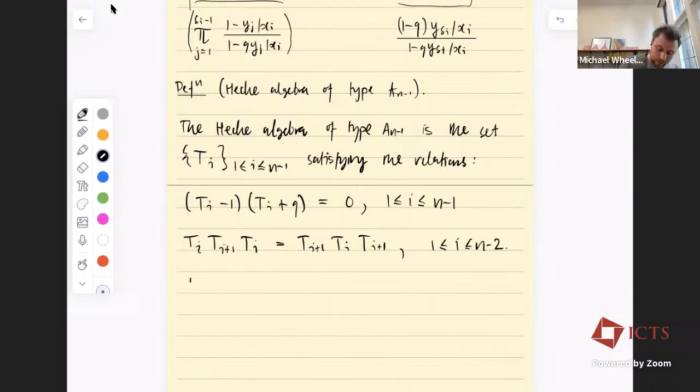And finally, if I have ti and tj, which are separated by a distance of more than 1 in the indices, then they commute. So this is for i, j strictly bigger than 1.